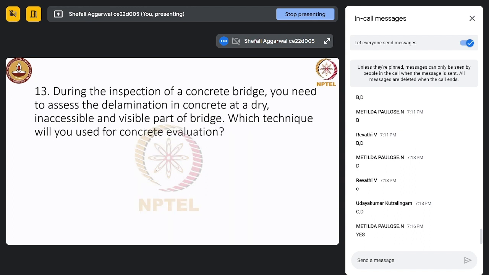During the inspection of a concrete bridge, you need to assess the delamination in concrete at a dry, inaccessible and visible part of the concrete. Which technique will you use? You have read many techniques, right? Rebound hammer test, UPV test, infrared thermography test. Which test do you think will be better in this case?